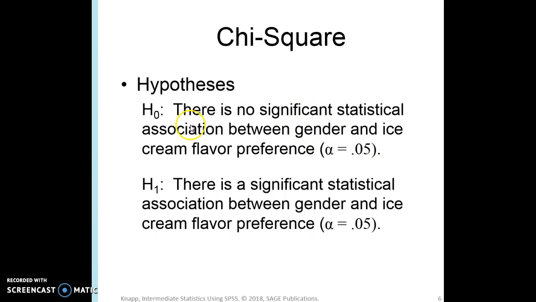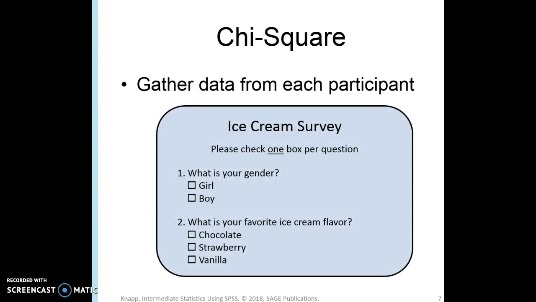Significant statistical association. Chi-square measures an association. You'll hear the term the chi-square test of independence. It's better if you think of it as being an association. The alternative hypothesis: there is a significant statistical association between gender and ice cream flavor. If that's true, they're saying that whether you're a boy or a girl, you'll choose a different type of ice cream. Here's a survey to gather the data.